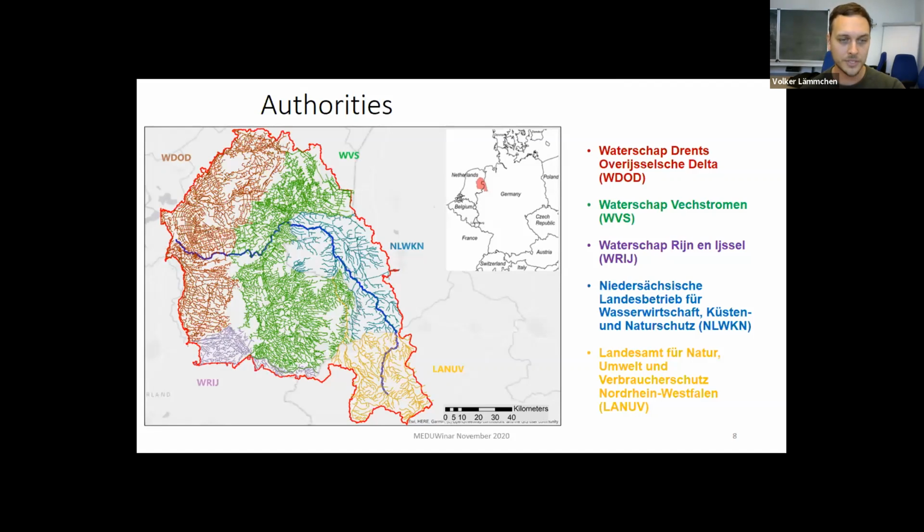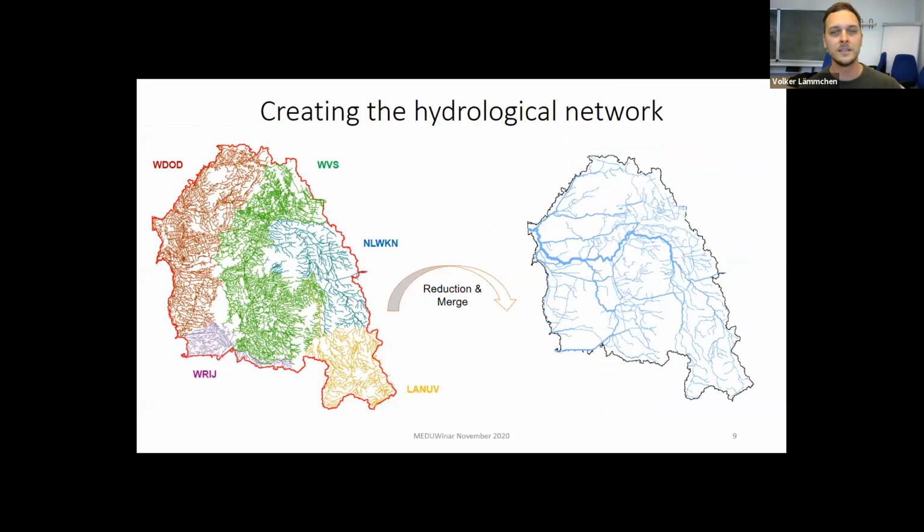The first step that I had to do when setting up the model is to create a hydrological network out of these input data. So I worked together with all of the water authorities and gathered the data, and as you can see, the level of detail is quite different from authority to authority. So I had to build a hydrological network by reducing and merging it together to create the one that you can see on the right side. As a first step, mathematically and with GIS, I created my own hydrological network of the Vecht catchment.